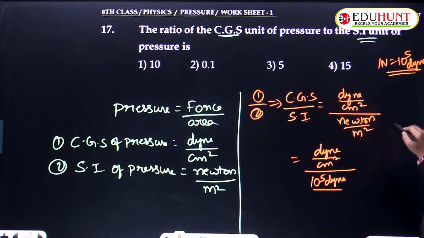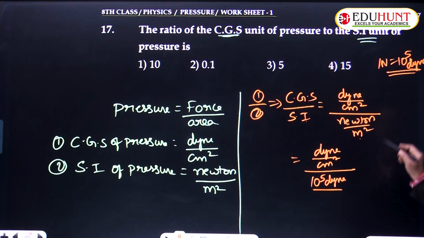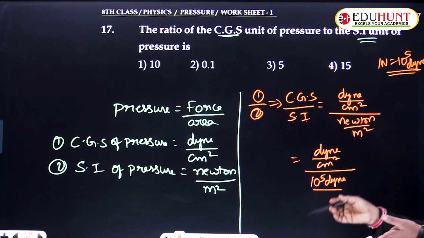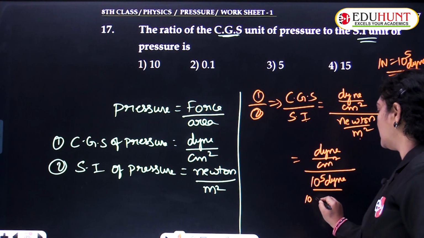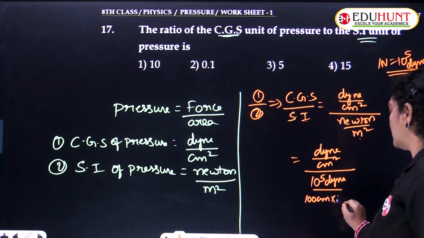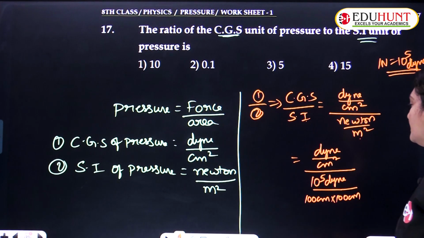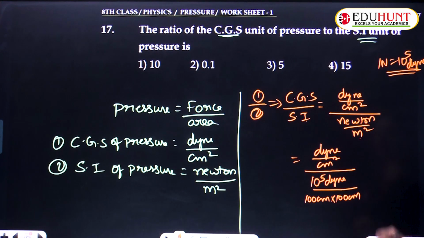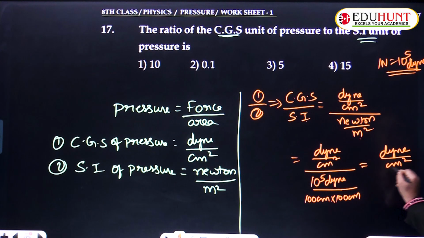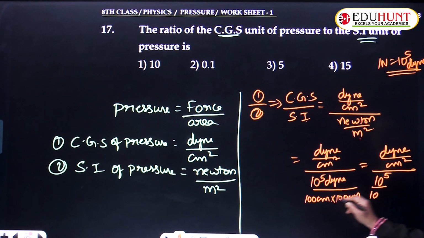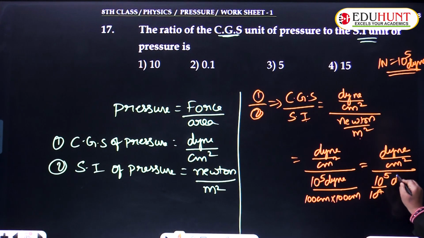Meter is nothing but 100 centimeters. Meter square means meter into meter, that is 100 centimeters into 100 centimeters. So this can be written as dyne per centimeter square whole upon 10 power 5 by this 100 and 100, that is 10 power 4 dyne per centimeter square.